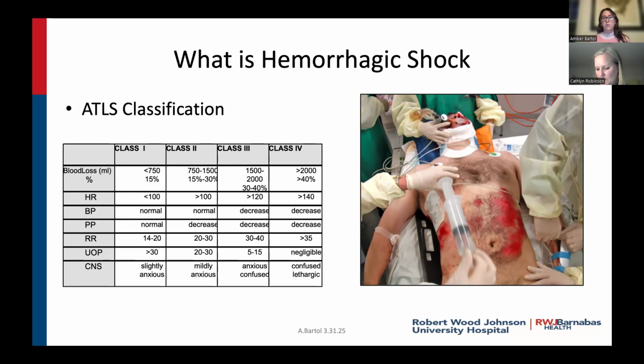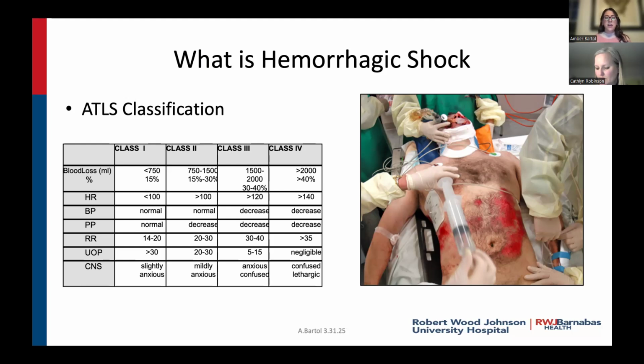You can see class 1 is patients that lose less than 750 mLs of blood. We can compare this to someone that donates blood. In normal blood donations, you're giving about 450, 500 mLs. After that, you might feel a little weak, a little tired. You might be a little tachy, but your blood pressure is probably going to stay normal. You're going to still be peeing normally. You're not going to be breathing too fast, but you're going to have to rebuild those cells.